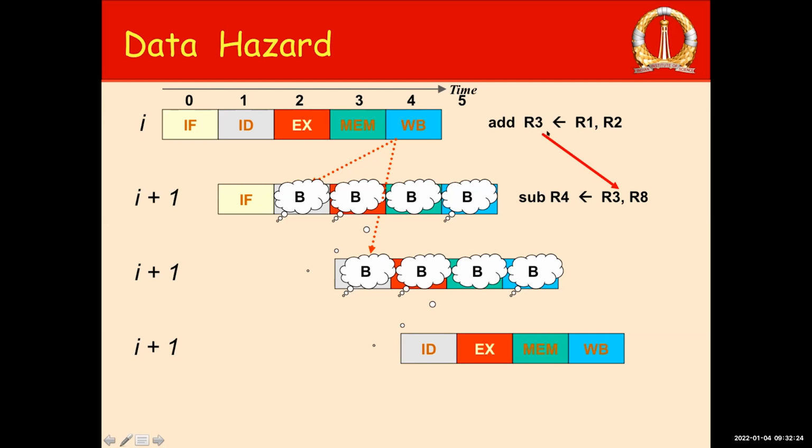So because of this true dependence between the add and subtract instruction, the pipeline has to be stalled, in this particular case for 2 cycles, before the I plus 1th instruction can go to the instruction decode stage and execute. This is essentially what is called the hazard that has happened because of the true data dependence, and this is why it is called the data hazard, because of the dependence that is there in the program.